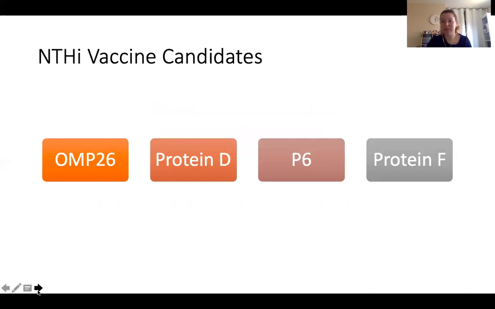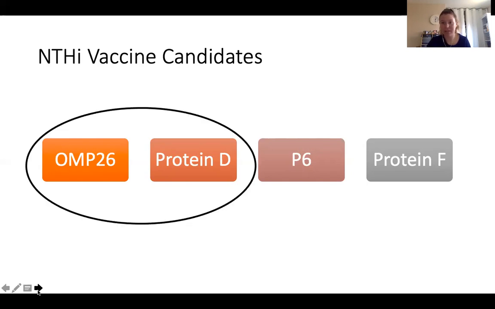So in collaboration with RGH, we've been doing this project. They have identified 4 really strong vaccine candidates against NTHI. These include OMP26, Protein D, P6, and Protein F. All of these have been published as vaccine candidates and even in vaccines themselves. They are found to be pretty conserved among a lot of the strains of NTHI, and they have some really promising preliminary data that has narrowed it down to these 4 candidates for an NTHI vaccine. But for this talk, we're just going to focus on OMP26 and Protein D.